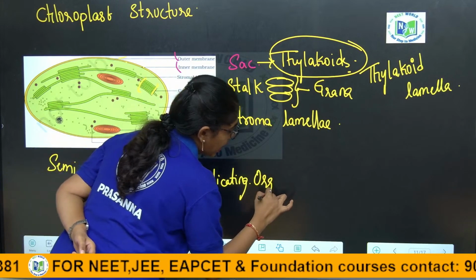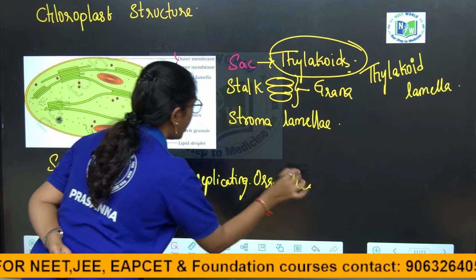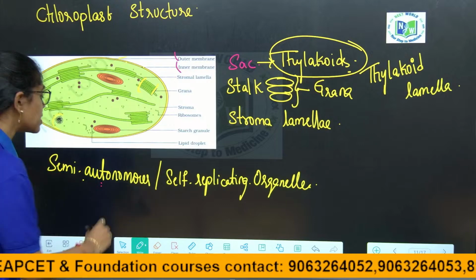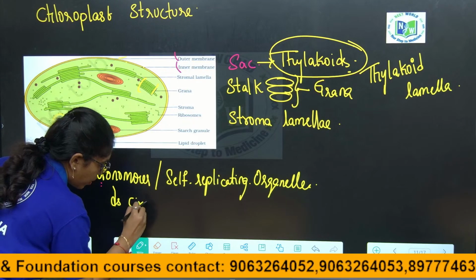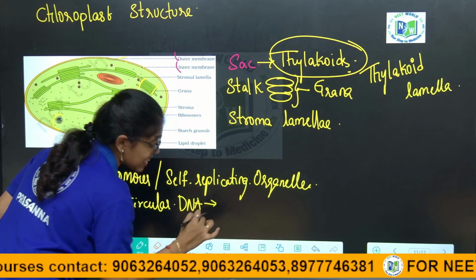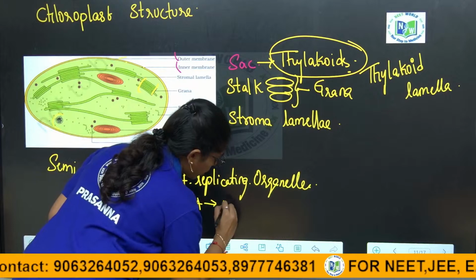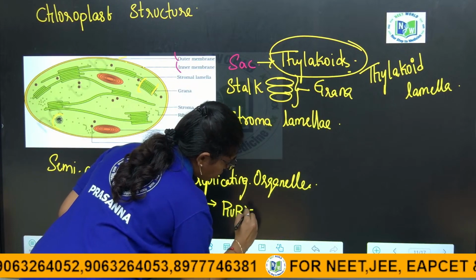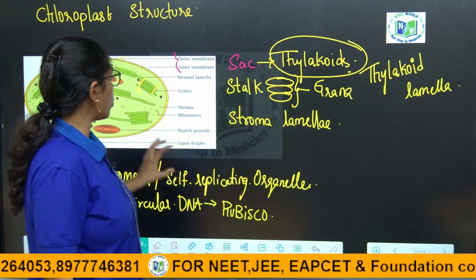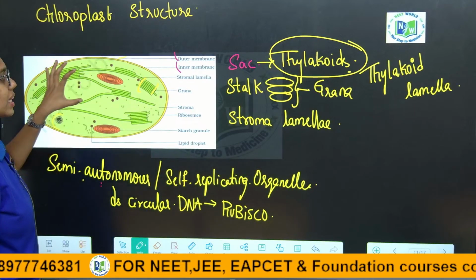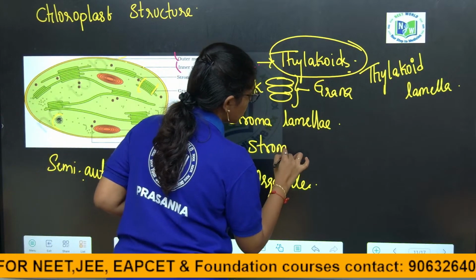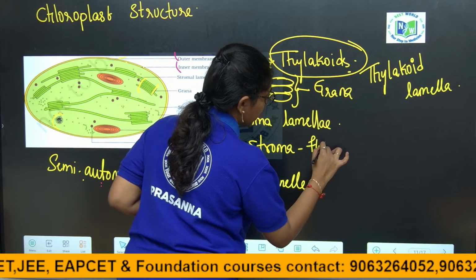It is because it has a double-stranded circular DNA inside it. Chloroplast has double-stranded circular DNA, which synthesizes the world's most abundant protein, that is rubisco. And the fluid filled space inside the chloroplast is stroma.